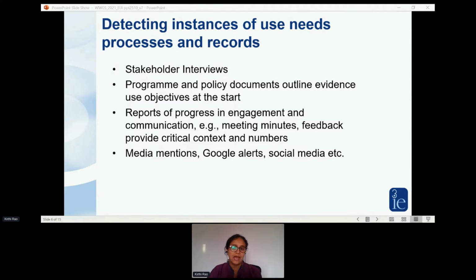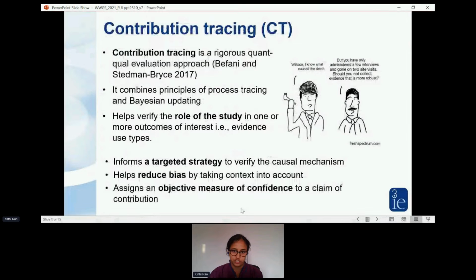And once we have detected potential instances of use, we may still need to go ahead and verify them. The reason for this goes back to the complexity of decision making, as well as the lag between when researchers engage and when decisions and discussions actually take place. So coming to how we verify the potential evidence use that we detected, there could be several ways to do this, but one way is contribution tracing, and that's what I would be highlighting in today's presentation.